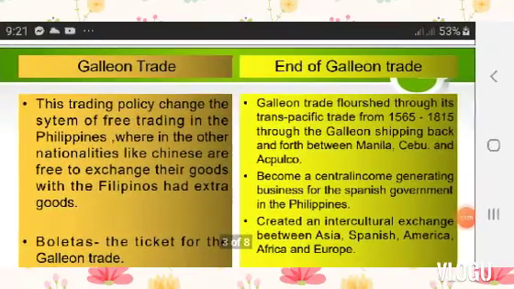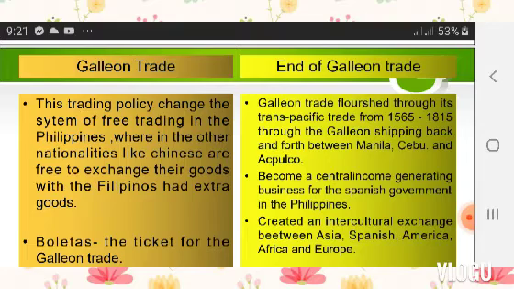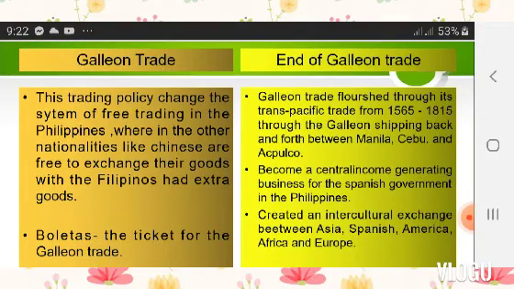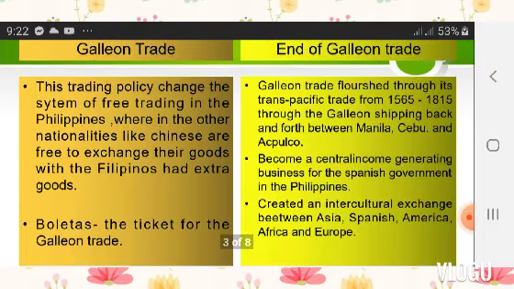This trading policy changed the system of free trading in the Philippines, wherein other nationalities like Chinese were free to exchange their goods with the Filipinos who had extra goods. Boletas. Boletas is the ticket for the galleon trade. You cannot attend the trading if you have no ticket, a ticket called boletas.